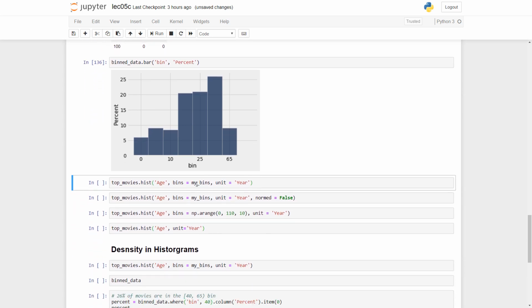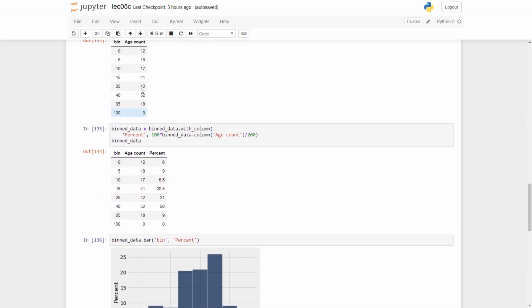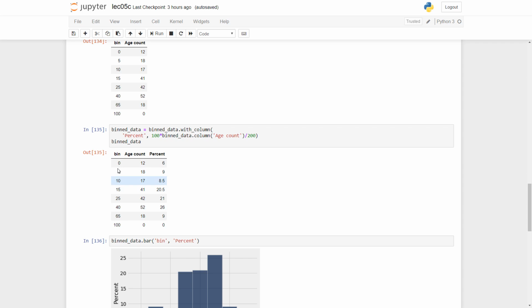To plot a histogram, we don't need to do these calculations. We just call the histogram method on the original table, given the bins. So we don't need to call the bin function again. Histogram will do the binning by default, given the bins array. Okay, remember the bins array that we had? This one, right? These are the bins that we are talking about.